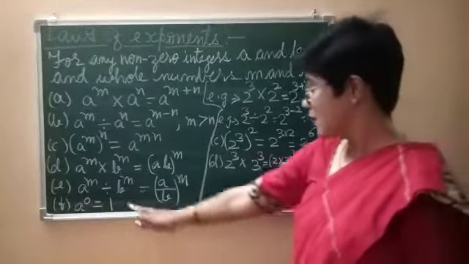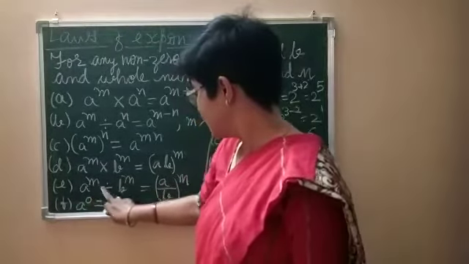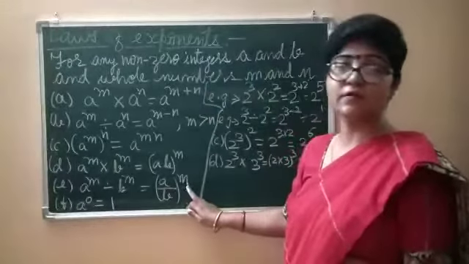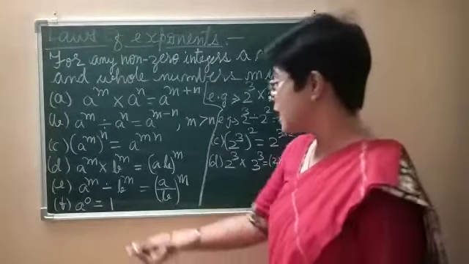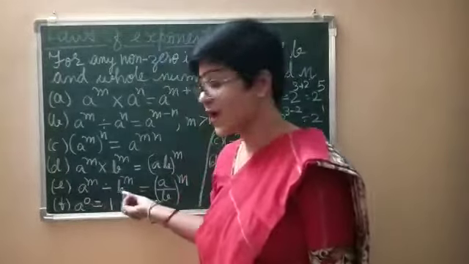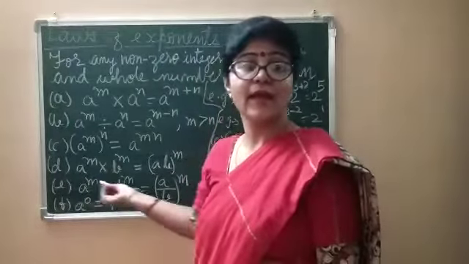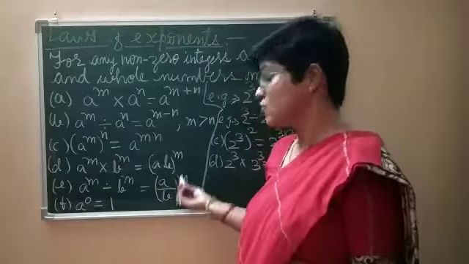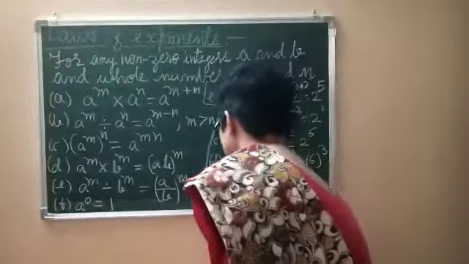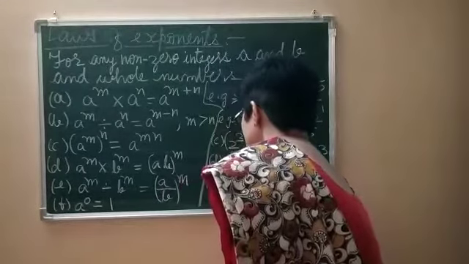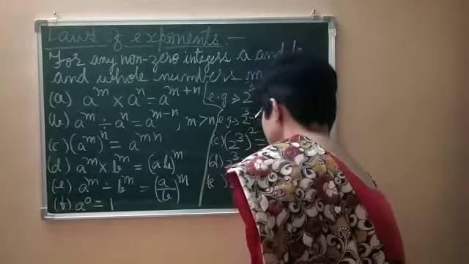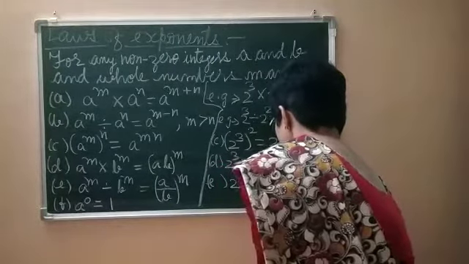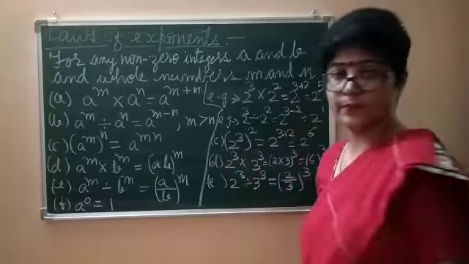Clear? Now, a raised to the power m divided by b raised to the power m is equal to a upon b raised to the power m. Similarly, we have two different integers and they are in division, but they have the same powers. Then it will be a upon b raised to the power m. Like number E is 2 raised to the power 3 divided by 3 raised to the power 3. Then it will be 2 upon 3 raised to the power 3.